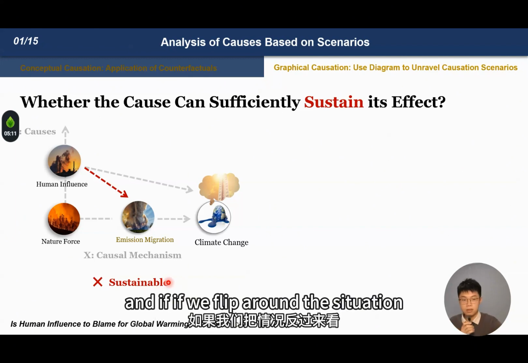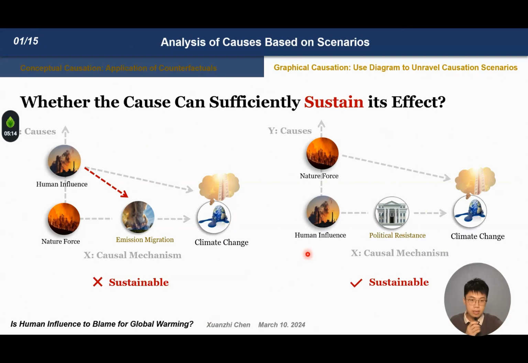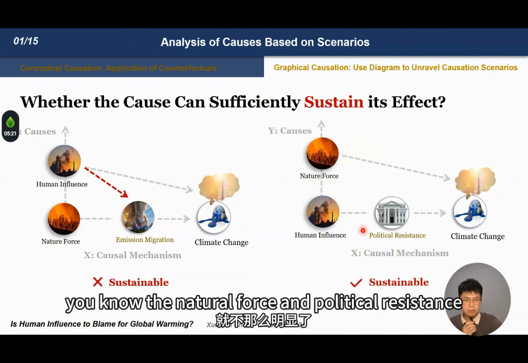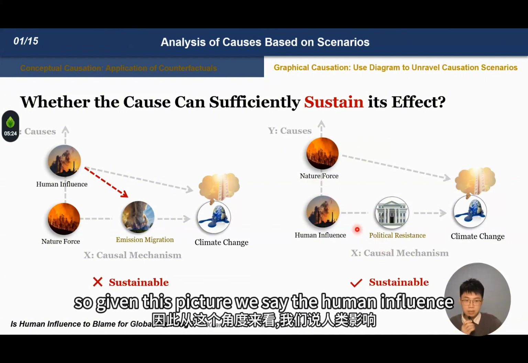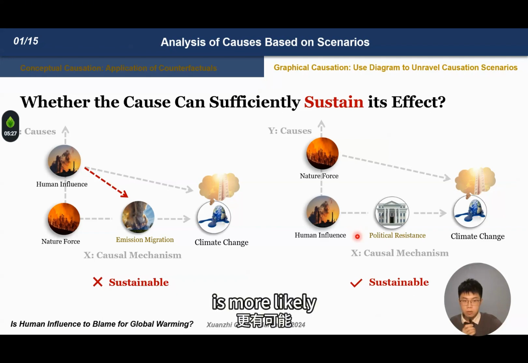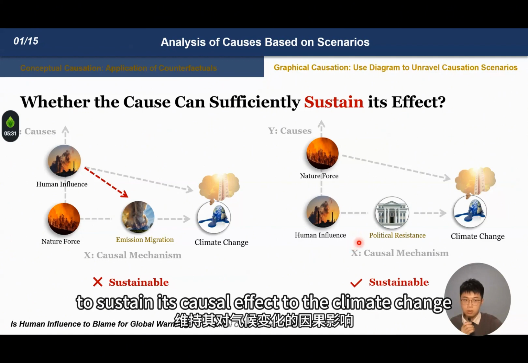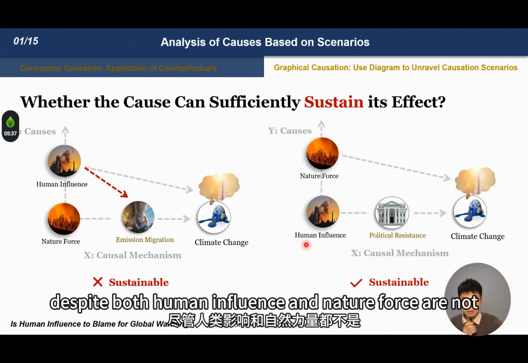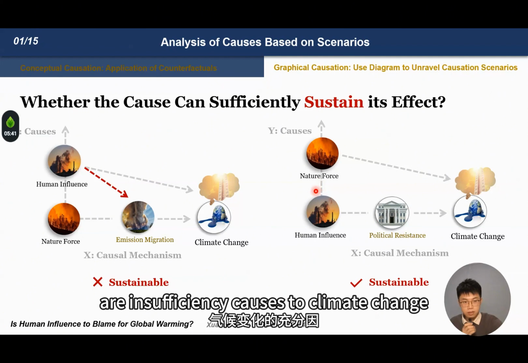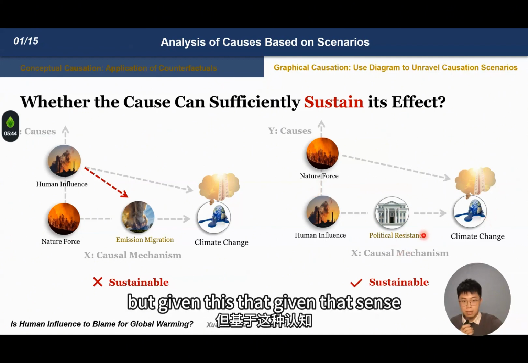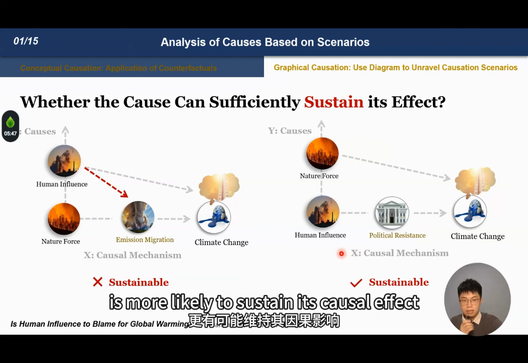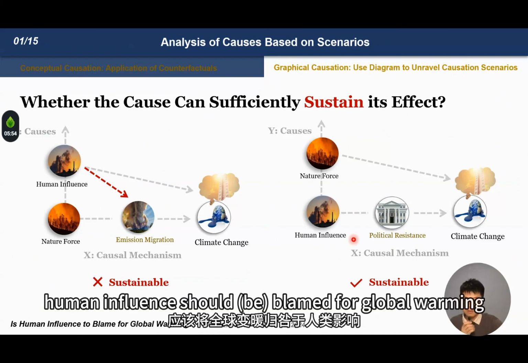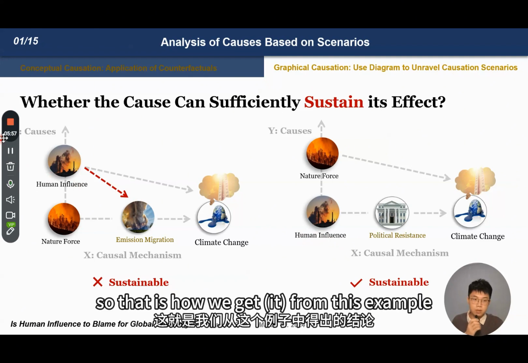And if we flip around the situation and focus on the human influence, it's less obvious that there is something to do with the nature force and political resistance. So given this picture, we say the human influence is more likely to sustain its causal effect to the climate change. So this gives us the evidence. Although both human influence and nature force are not sufficient causes to climate change, given that stance, we say human influence is more likely to sustain its causal effect. So we have the evidence to say human influence should be blamed for global warming. So that is how we get from this example.